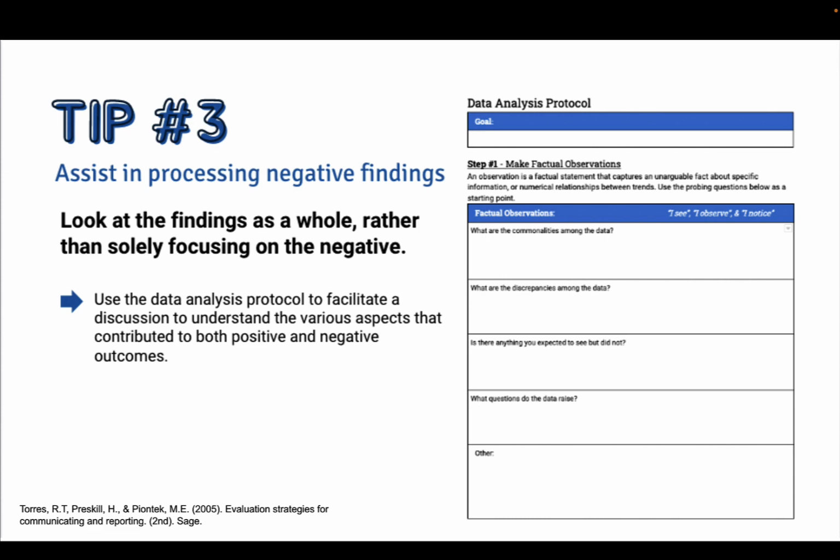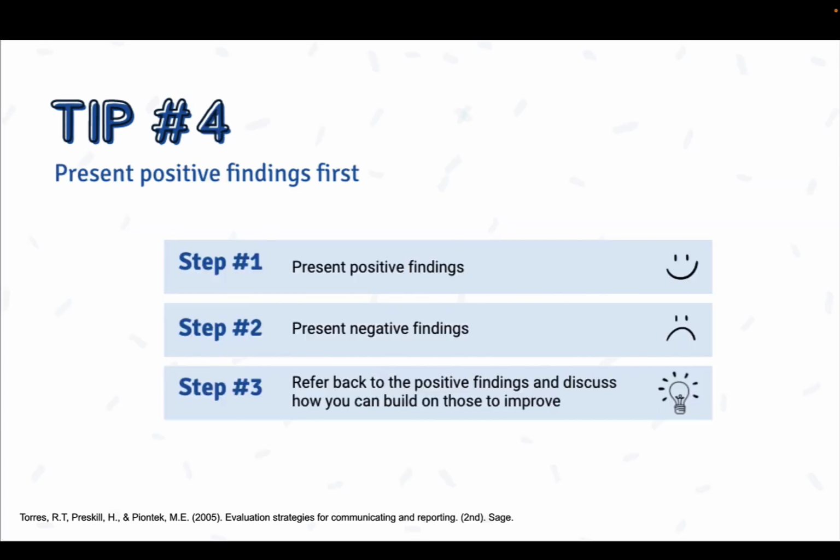Tip number 4 is to present positive findings first. By presenting positive findings first, receptivity to the data and information as a whole may be enhanced. Then, while you discuss the negative findings or areas of improvement, you can refer back to what is being done well and facilitate a discussion around what can be done to build off those positive findings.